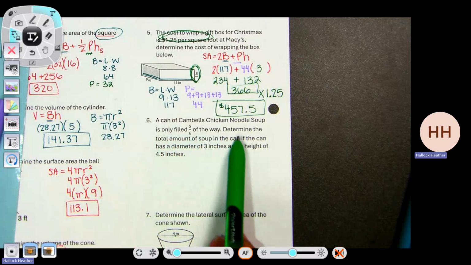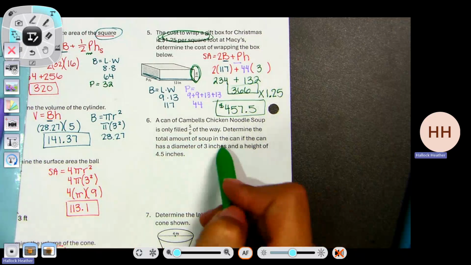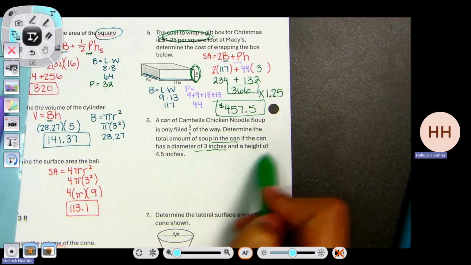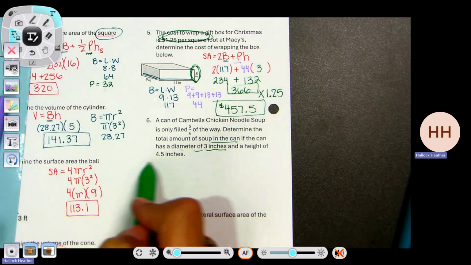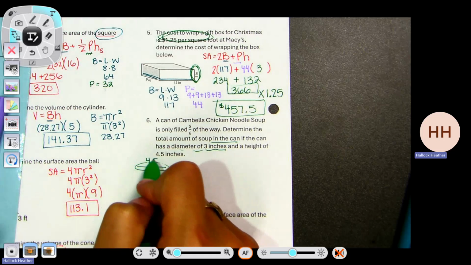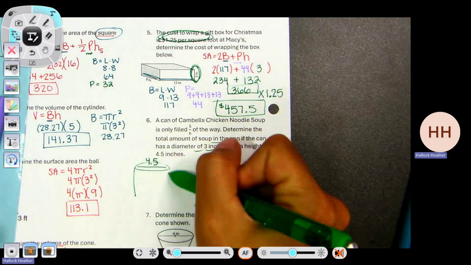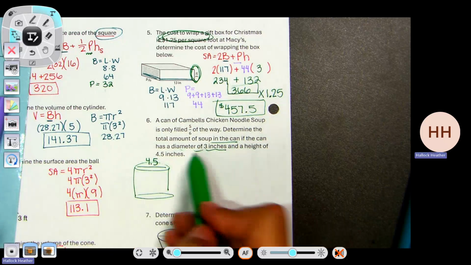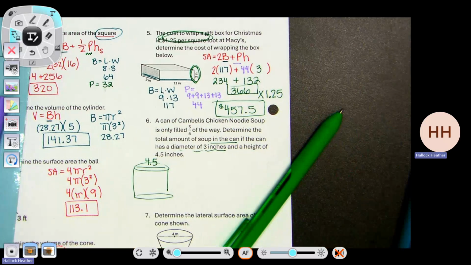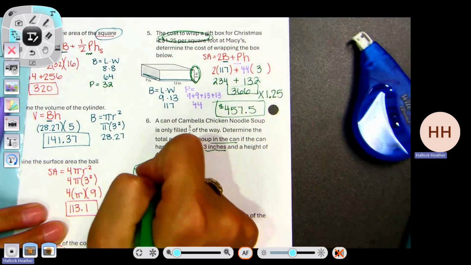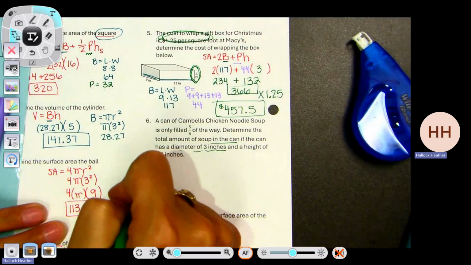The next word problem says a can of Campbell's chicken noodle soup is only filled 5/6 of the way. Determine the total amount of soup in the can if the can has a diameter of 3 inches and a height of 4.5. So if you need to draw this, you have a diameter of, oh, I wrote that wrong. You have a diameter of 3 and a height of 4.5. So I'm going to put 3 at the top. Sorry. So this is 3 all the way across. 4.5 is along the side.